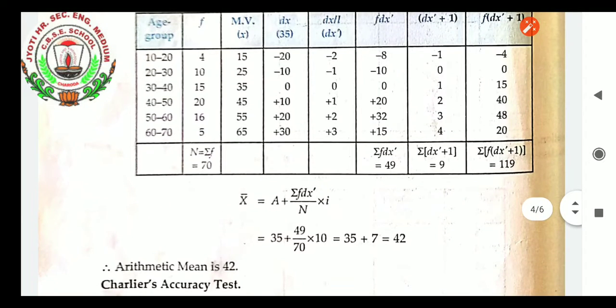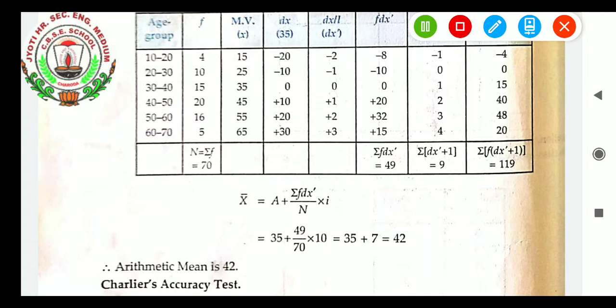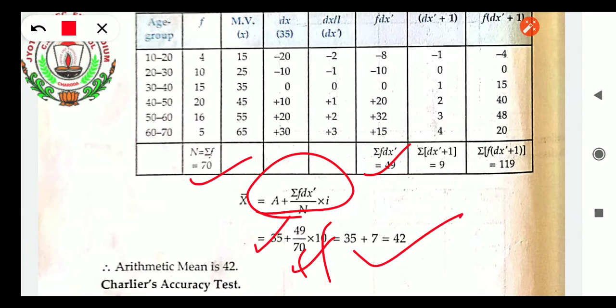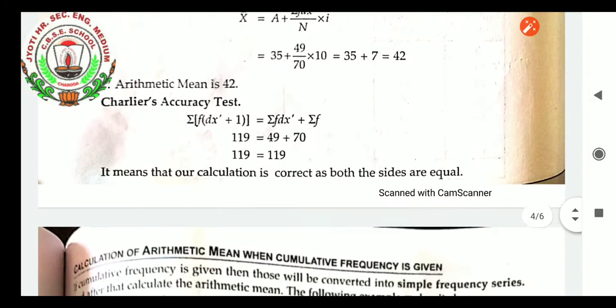Mean formula: a plus sum of f dx dash upon n. Which formula is it? Step deviation method formula is there. So according to this formula, if we substitute the values, what is a? Assume we have 35, plus sum of f dx dash 49, divided by sum of f 70, into 10. How will we do? 0 and 0 cancel, 7 and 49, 7 sevens are 49, 35 plus 7 is 42, answer came.